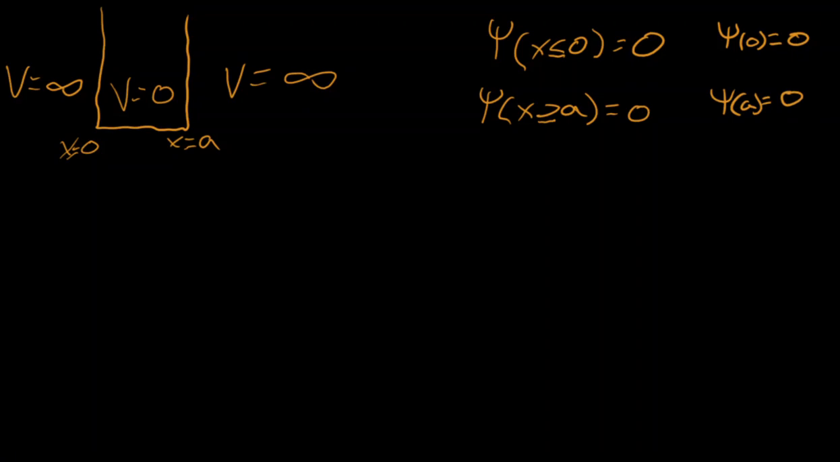Okay, so now we know what the wave function is for negative infinity to 0 and between a and infinity. So really, we just need to solve for the wave function between x equals 0 and x equals a. So I'll write this here, and I'll write down the Schrodinger equation.